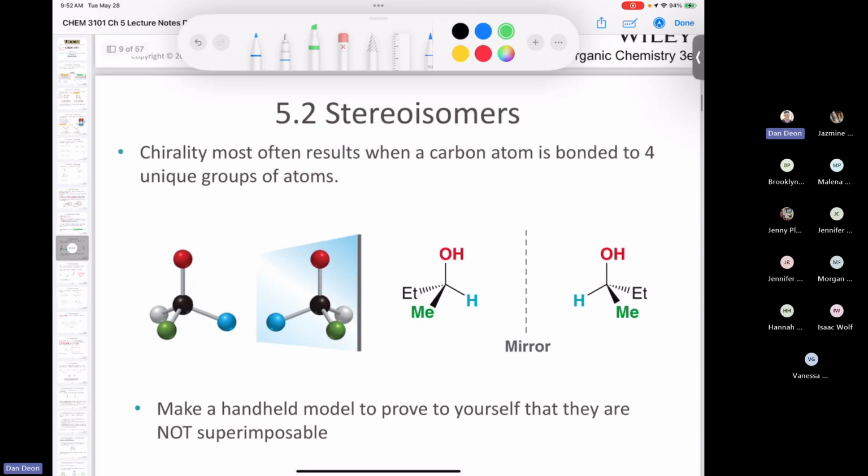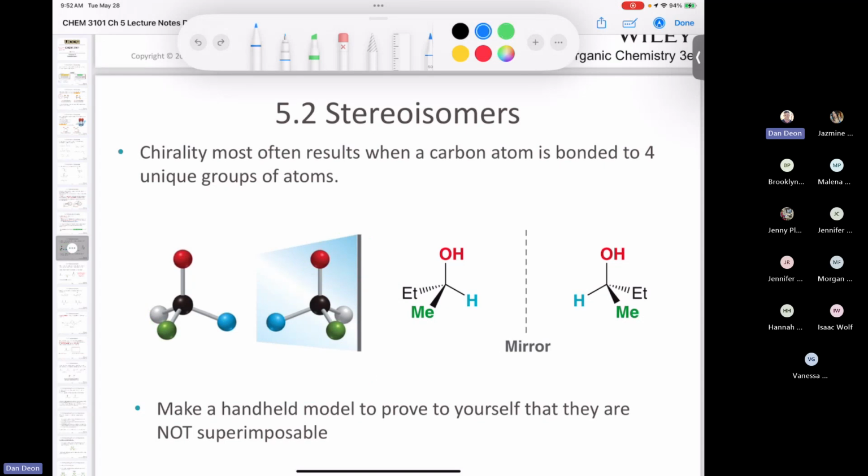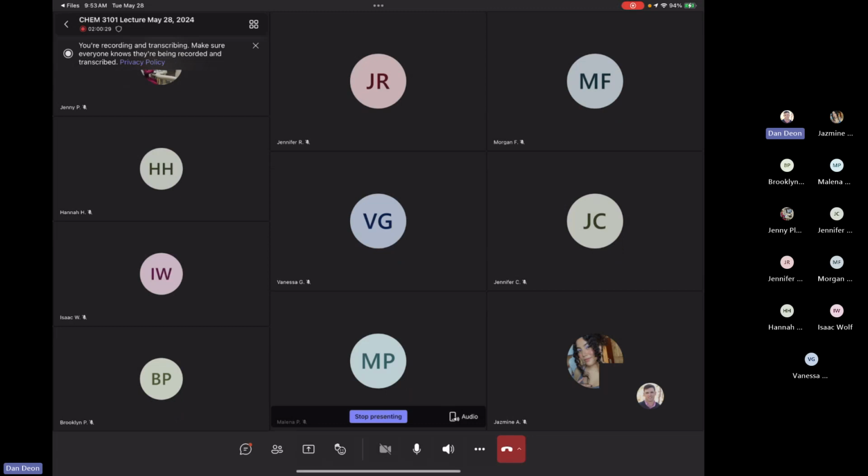If we take a look at these two molecules here, you can see that we have a black sphere in the middle, and then it's connected to a red, a white, a green, and a blue. So if we take a look at this and at its mirror image, we see that these two molecules have the same connectivity, don't they? They have a carbon connected to a hydroxyl, an ethyl, a methyl, and a proton. However, if you try to overlap these two molecules, you will see that they are not the same. They are not identical. So I'm just going to grab my model kit here and show you. Just bear with me for a second while I switch over to my camera.